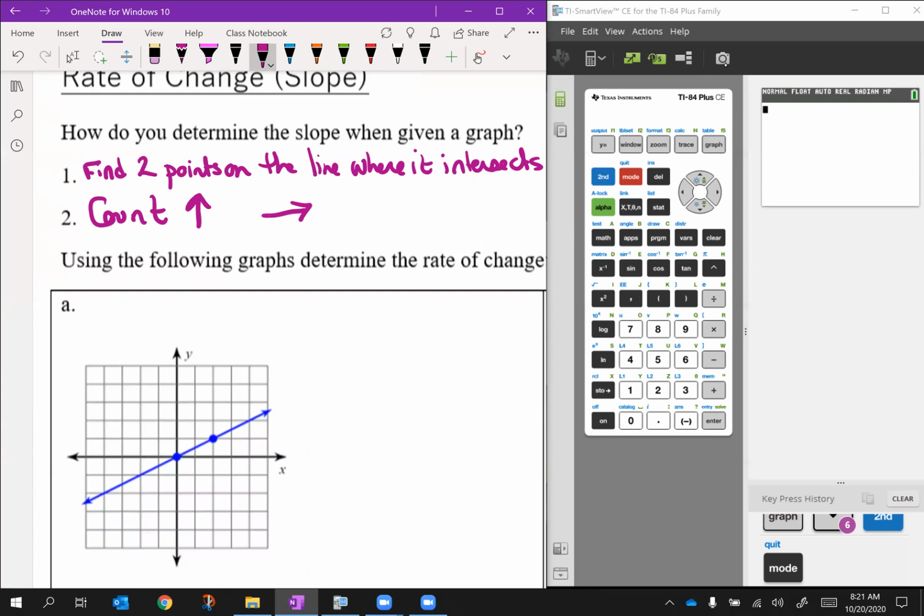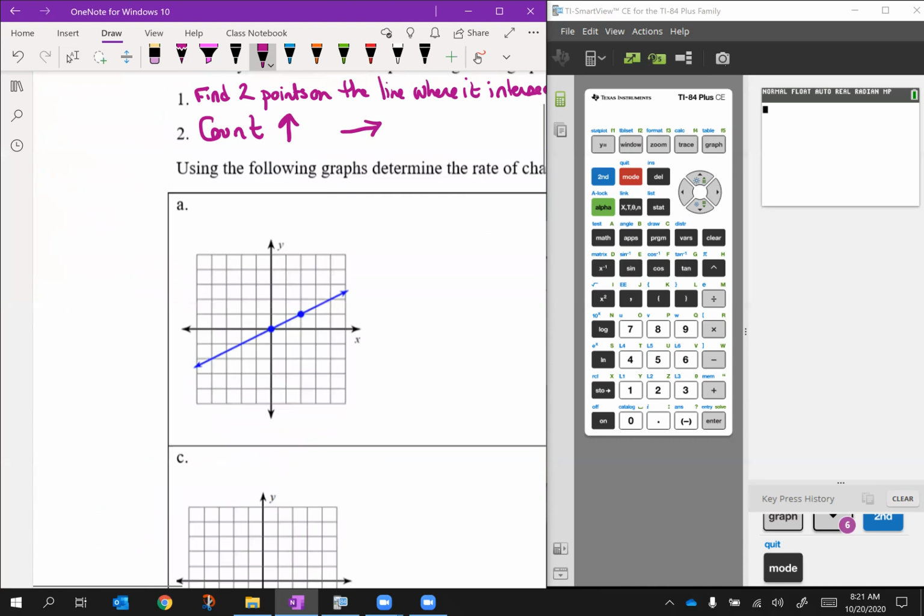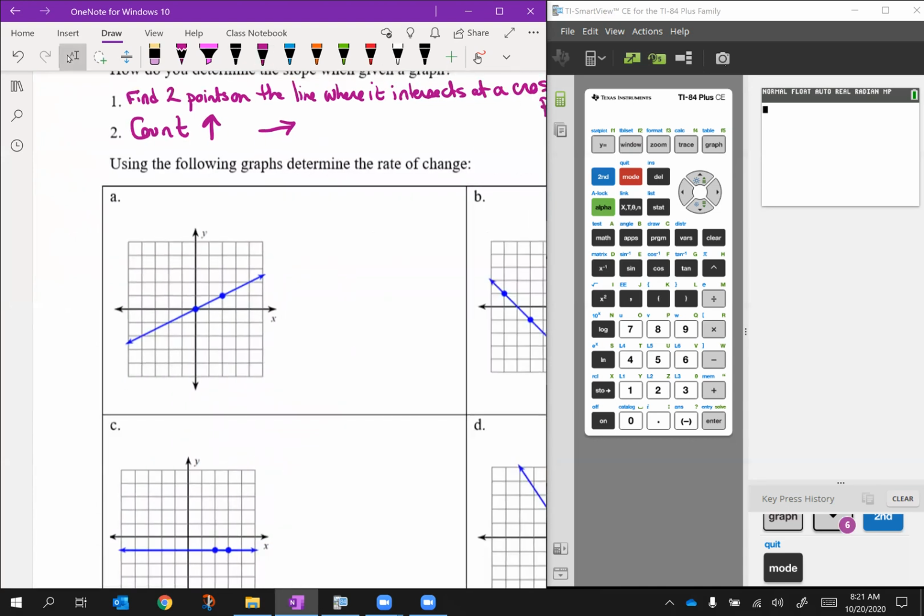Do you remember what rate of change was? Because we were just talking about it before we did slope. So rate of change was the rise over the run, or the change in the y's over the change in the x's. So that's why we want to do the up first and then the over. So these points are labeled nicely for us. So we're going to pick the up and then we're going to pick the over.